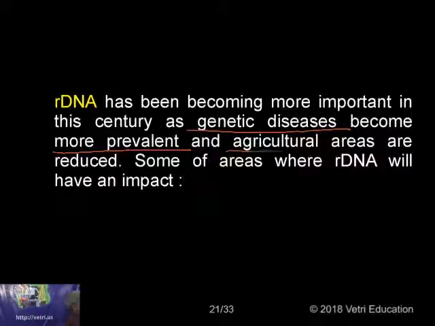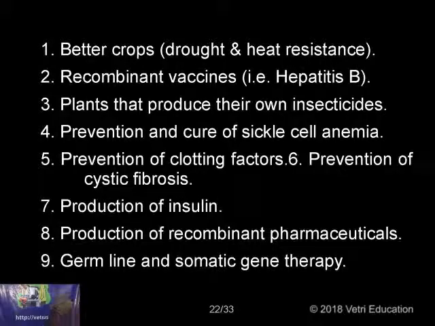Then in the agricultural areas also, it is playing a very important role. Agricultural areas are getting reduced. So when the agricultural areas are getting reduced, you can improve the quality of the crop. The output of the crop could be increased by using these technologies. See, better crops. In what sense do you call them better crops? They are drought and heat resistant crops.